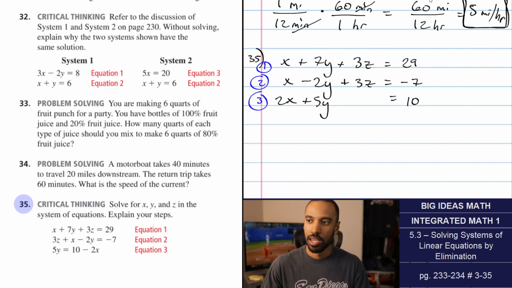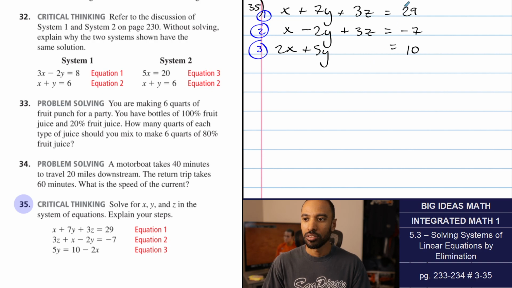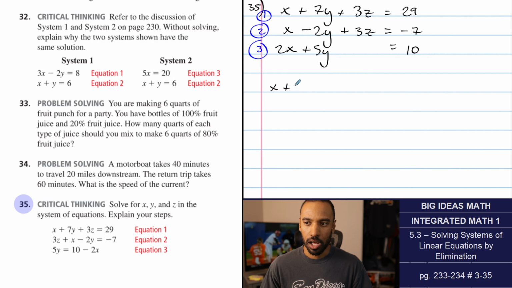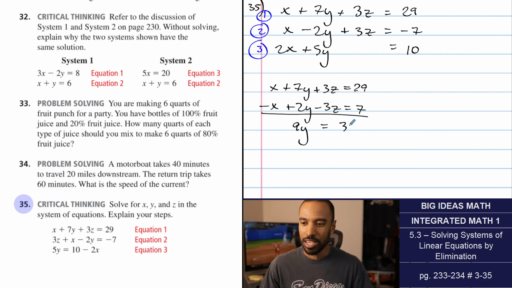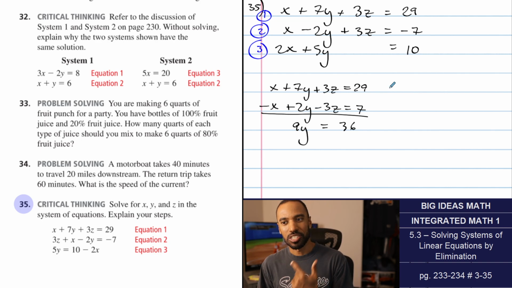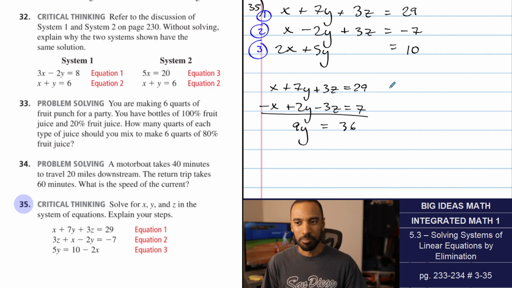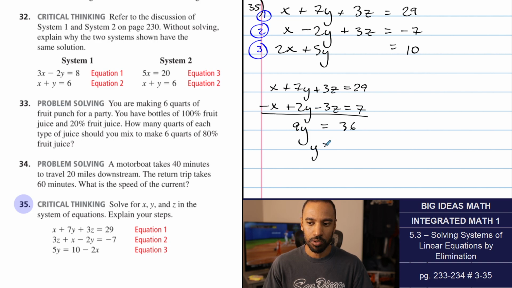So let's take the 2 equations on top, 1 and 2. Let's change the signs of equation 2. In equation 1, I'll have x plus 7y plus 3z equals 29. Remember, I prefer adding. So change the signs: negative x plus 2y minus 3z equals positive 7. Now when I add down these lists, z's be gone. X's actually go away too. I didn't anticipate that. And you get 9y equals 36. My goal was to actually set up a system of 2 and solve them together, but this will still work. Divide by 9, I get y equals 4.